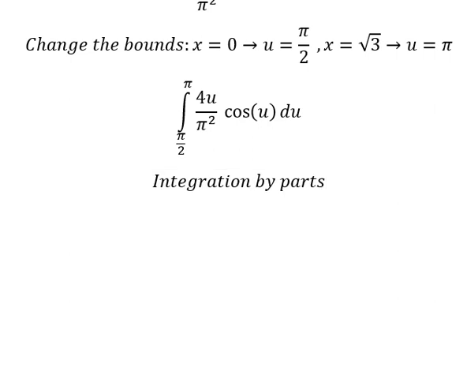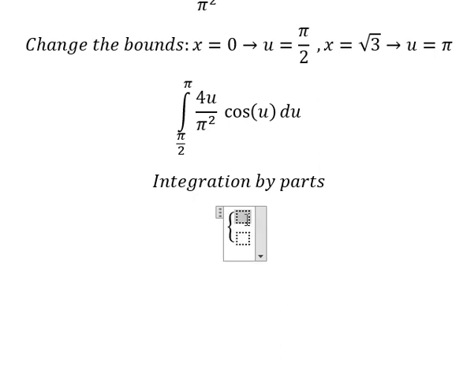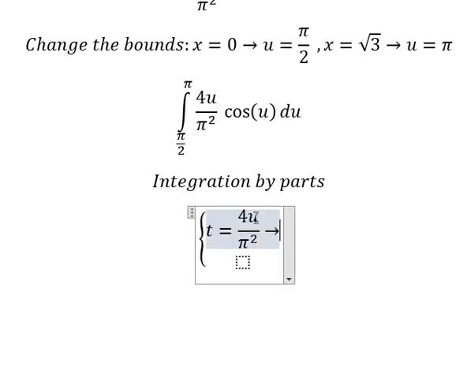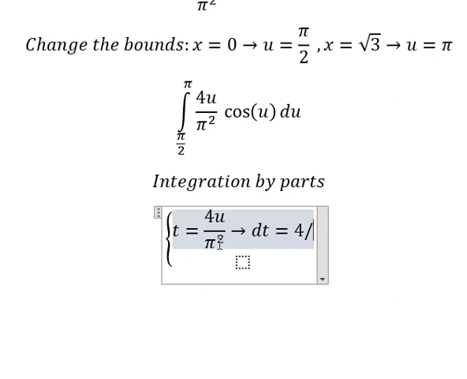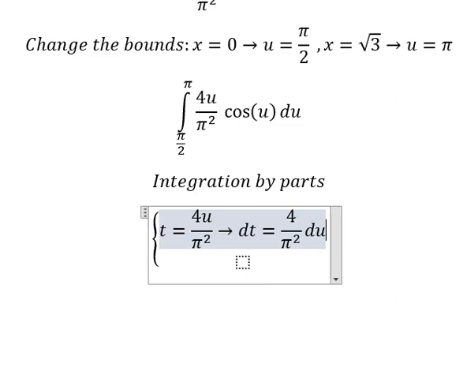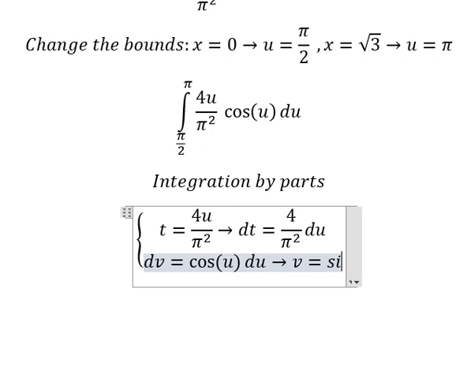So I will put t equals this one. We need to first take the derivative of both sides, and we have it like this. dv is cosine u du. The integration of this one is v equals sine u.